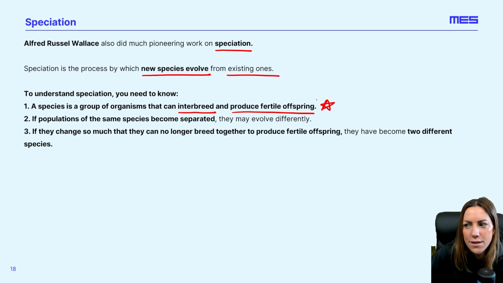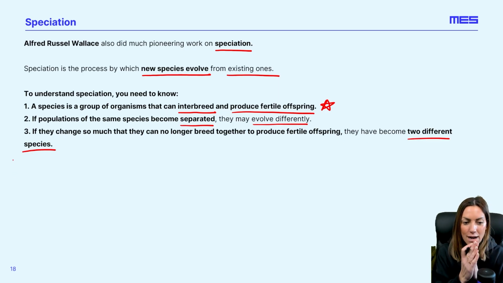Another thing we should know before we look at this more deeply is if populations of the same species become separated, they may evolve differently. And what can happen is if they change so much that they can no longer breed together to produce fertile offspring, they have become two different species.